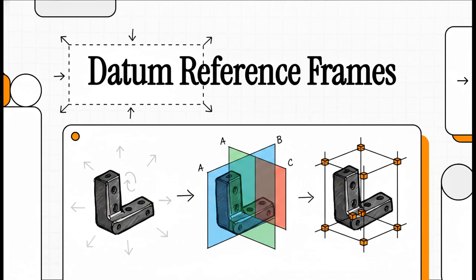Today's explainer is all about how we mathematically and physically capture that floating part. We're going to build a cage around it and lock it down using datum reference frames. Because honestly, until we restrict that movement, that part absolutely cannot be manufactured or inspected reliably.